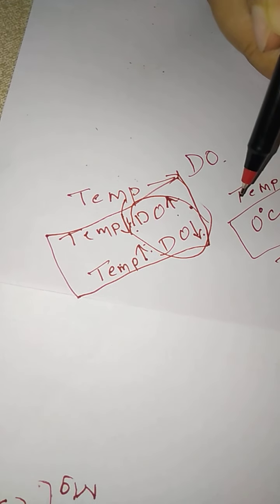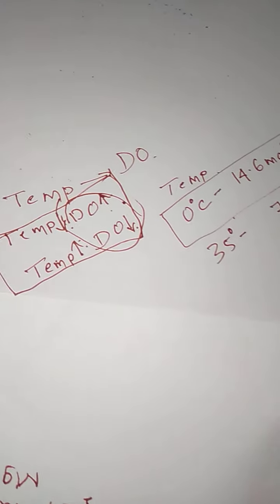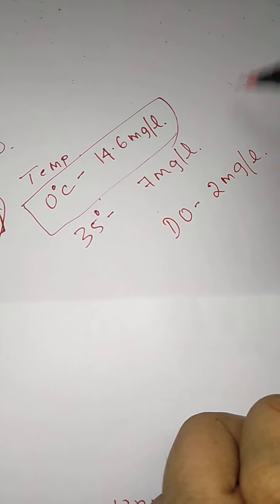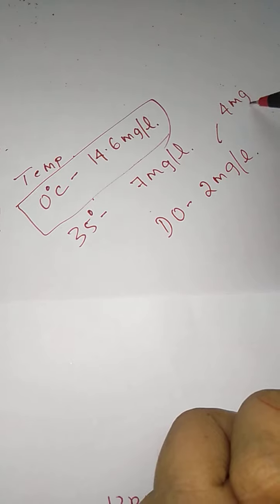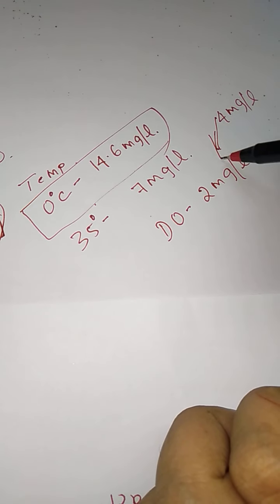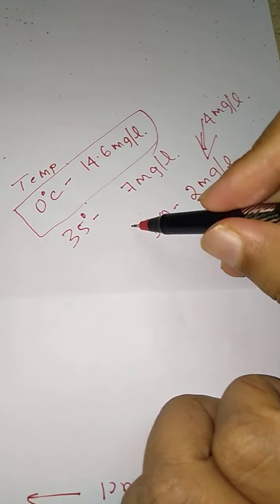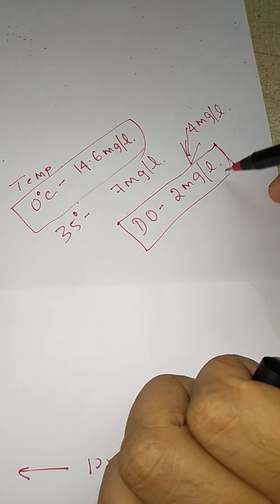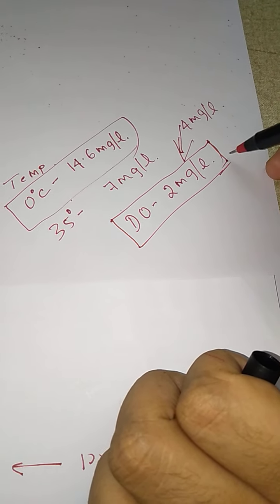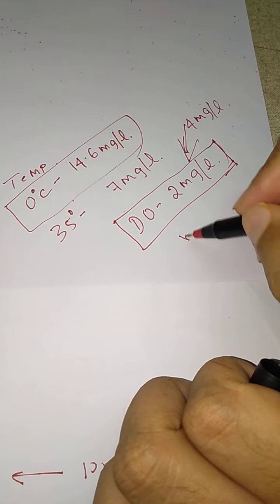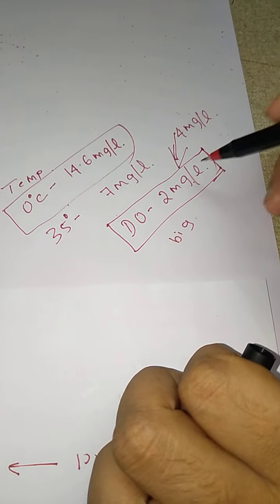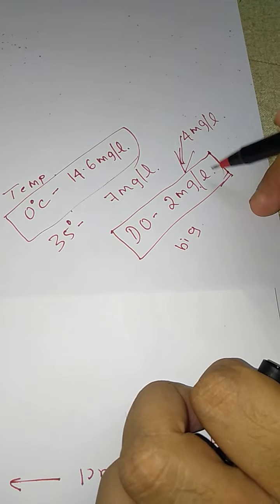Now if the DO is less, suppose earlier it was 4 mg per liter and now it decreases to 2 mg per liter, this indicates that contamination of the water has happened due to biodegradable elements. We are going to discuss this in detail when you come into the next semester.